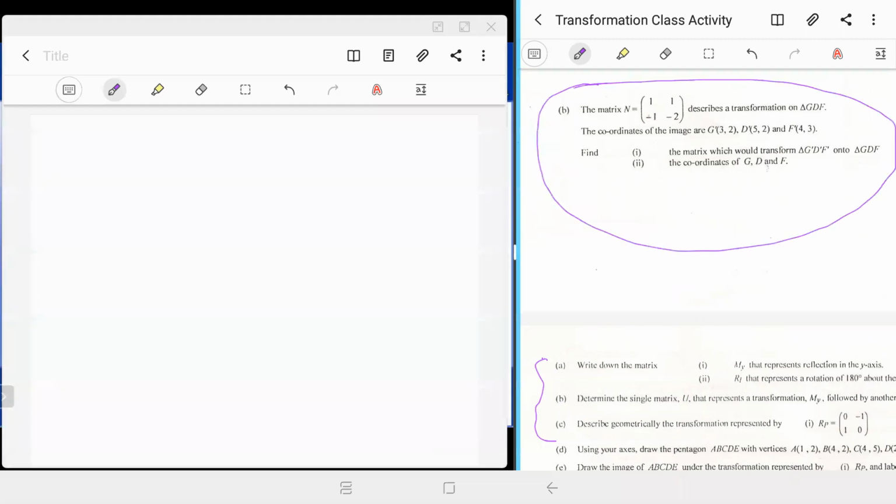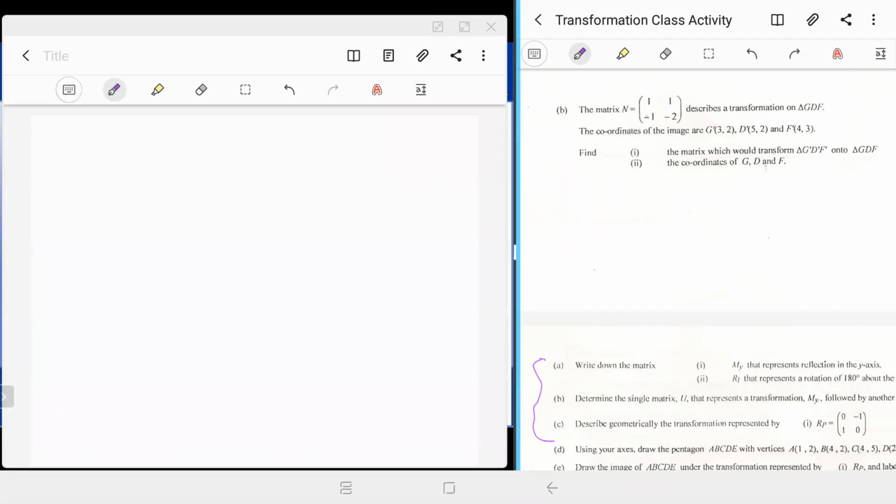Let's do that question right there. So the question says, the matrix N describes a transformation on triangle GDF. So this matrix is a transformation matrix. It's not one of our regular matrices, but it doesn't matter. You can give it any matrix as long as it's a transformation, right? And in the same way, you multiply the transformation matrix by the points.